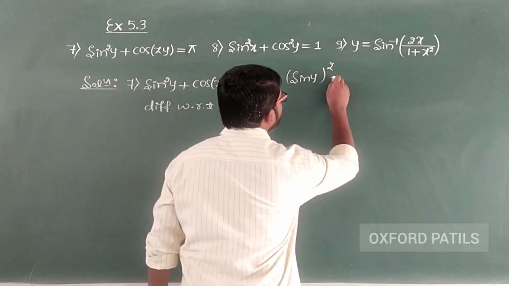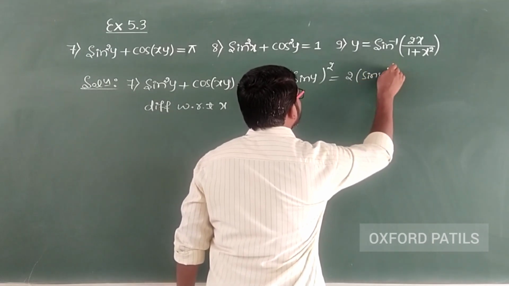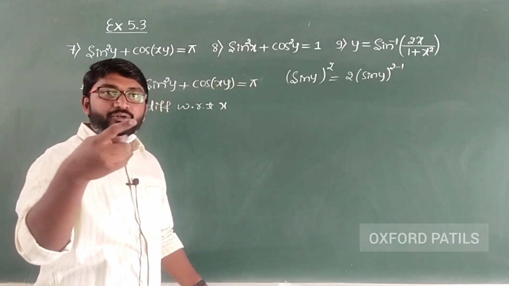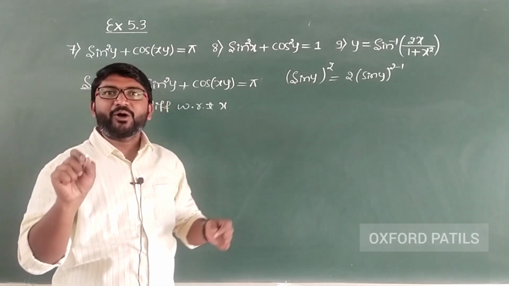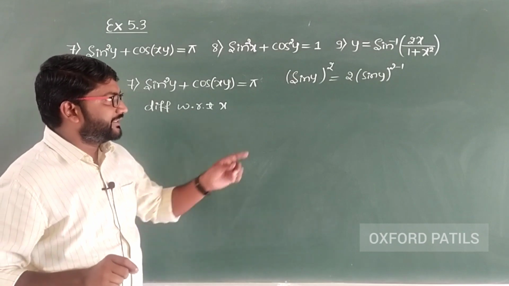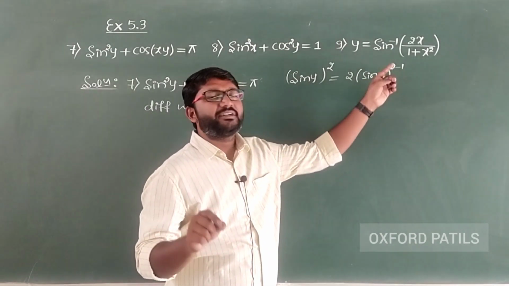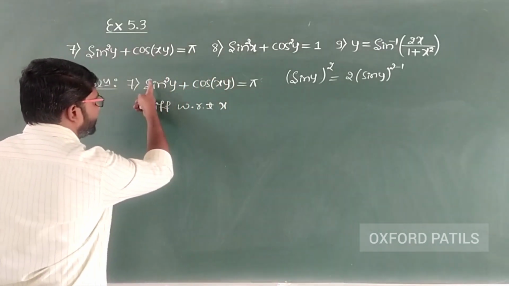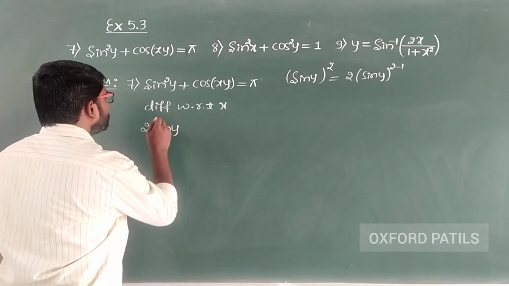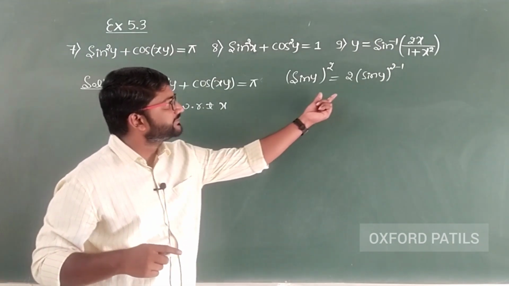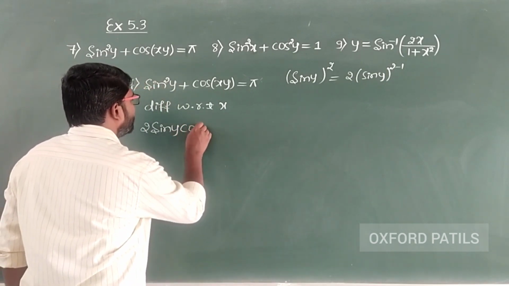So here n is 2. 2 into sin y to the power 2 minus 1 into derivative of the inside function. So derivative of sin y will be cos y into dy by dx. So here 2 minus 1 it will be 1. So sin y to the power 1 it is sin y. So derivative of sin square y will be 2 sin y, now derivative of this inside function sin y, it will be cos y dy by dx.